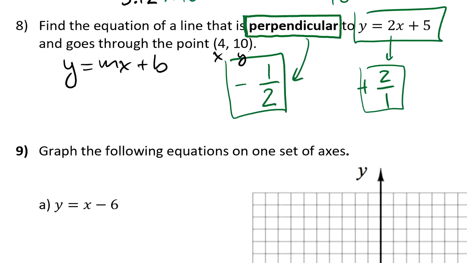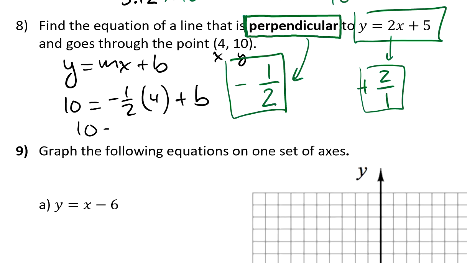So I'm going to write down y, which is 10. I'm just reading it from the point. It's 10 equals negative 1 half times x, which is the number 4. Where'd the negative 1 half come from? It's the slope, that's my slope if it was perpendicular. And then I've got the plus b. So when I multiply negative 1 half and 4, I get a negative 2.